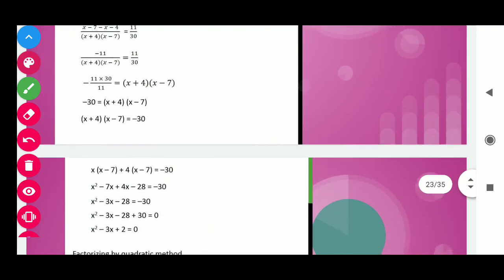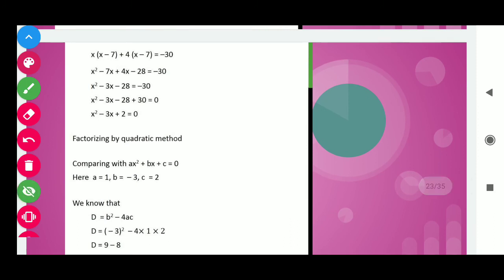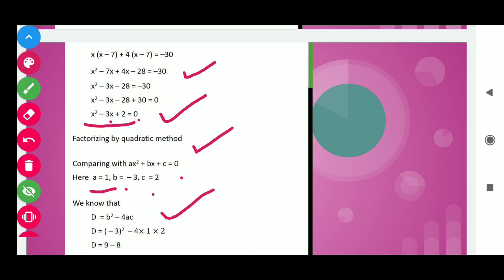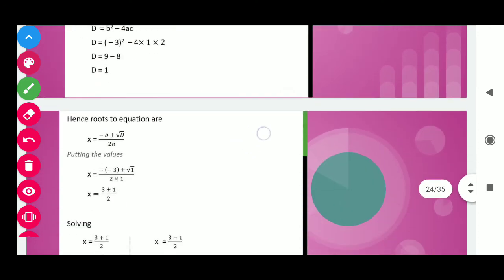Now you can see here, this is the quadratic equation on simplification. By using the quadratic method, comparing with the quadratic equation, we get a is 1, b is minus 3 and c is 2. So students, by using the same procedure as we have earlier done in the first and second parts, we know that the discriminant is b squared minus 4ac. Put the value of b is minus 3, minus 4 as it is, a is 1 and c is 2. On this we get D is equal to 1.